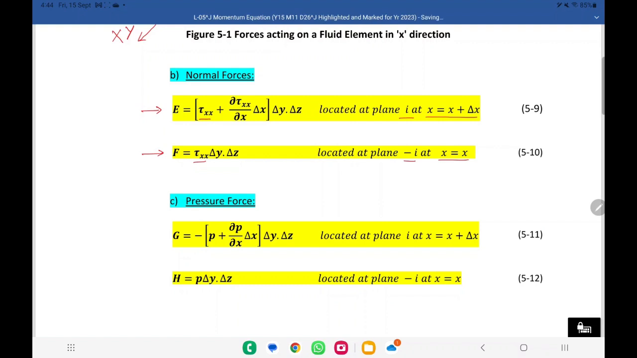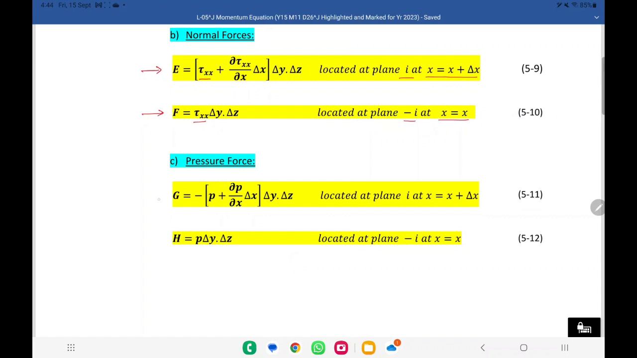Now you also have pressure forces. Pressure force is slightly different, they act inside. So pressure on the right face is P plus delta P by del x into delta x, and on the left side it is P. You multiply the area on both sides, so G will be in the negative x direction and H will be in the positive x direction.